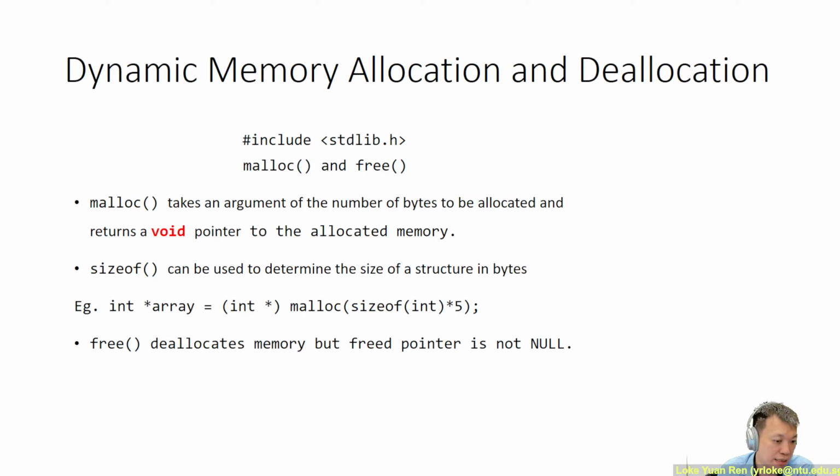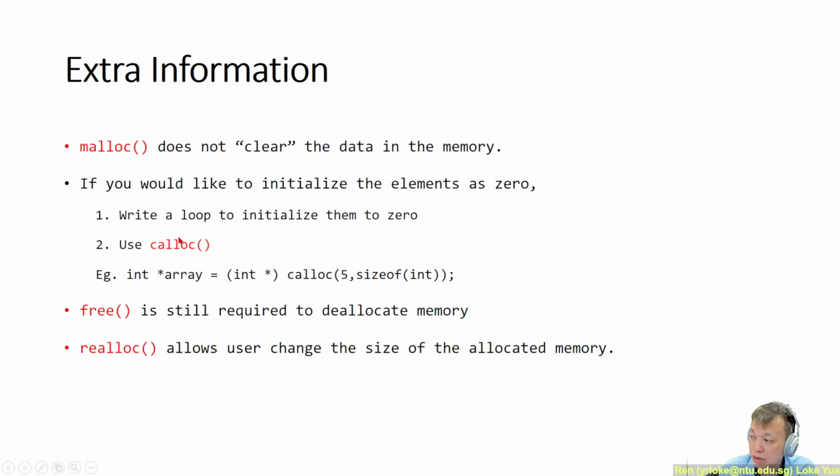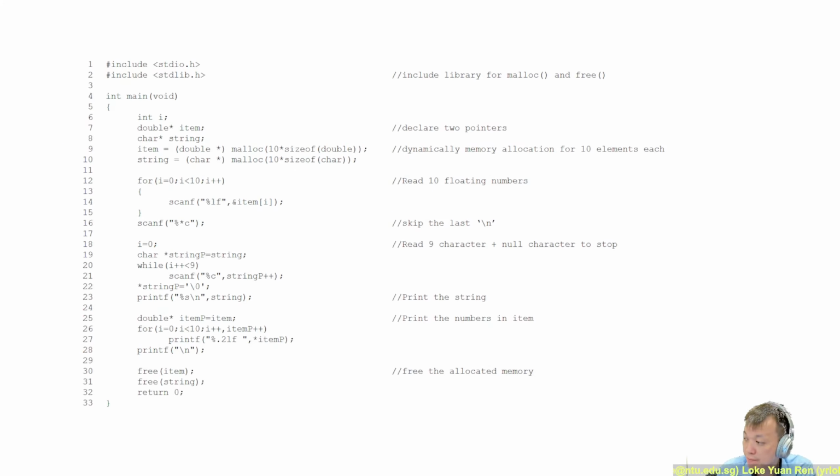Void is a special data type. I would say it's a special data type. Yes. So calloc will assign all to 0. Okay, I think this is just declaring a malloc.